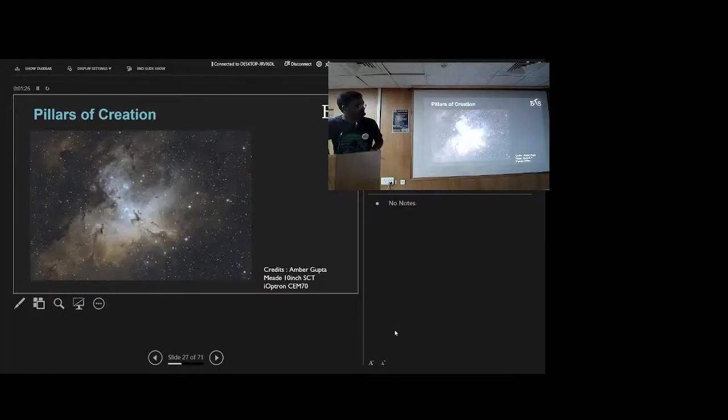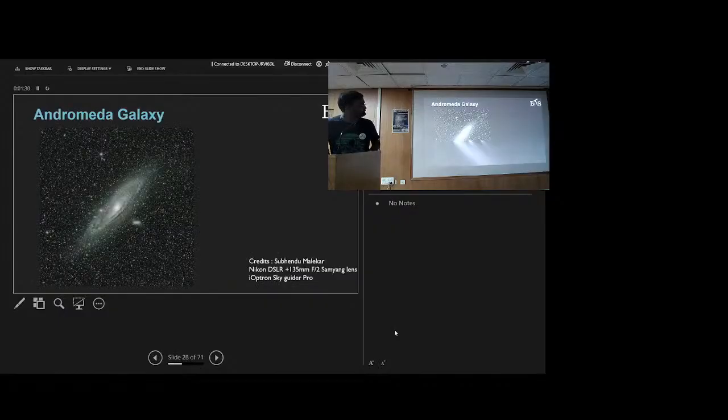Again, the Pillars of Creation by Amber with the same setup. This one is by Subhendu.